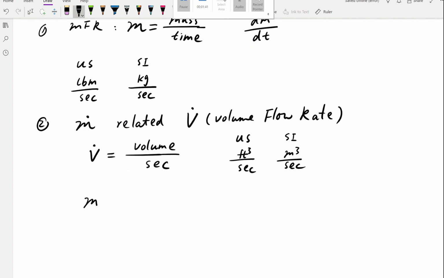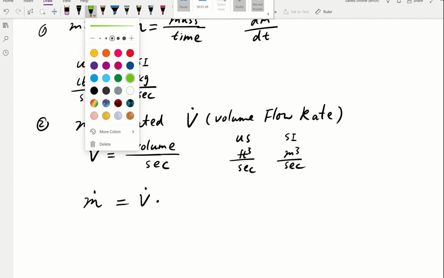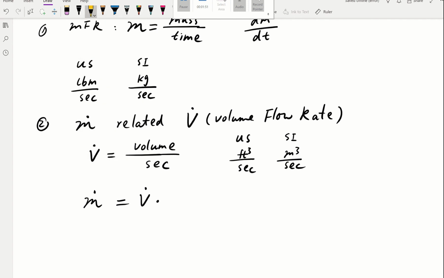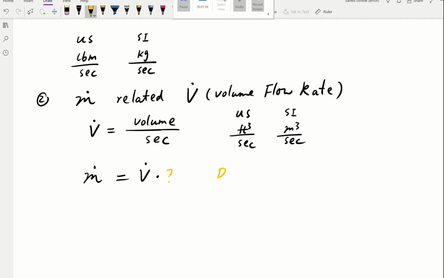Now, we are trying to relate mass flow rate with volume flow rate. It's times what value? Here we're going to use dimensional homogeneity to help us figure out this missing puzzle. What does this mean? That means the left-hand side and the right-hand side of an equation have to share the same dimension, the same units.